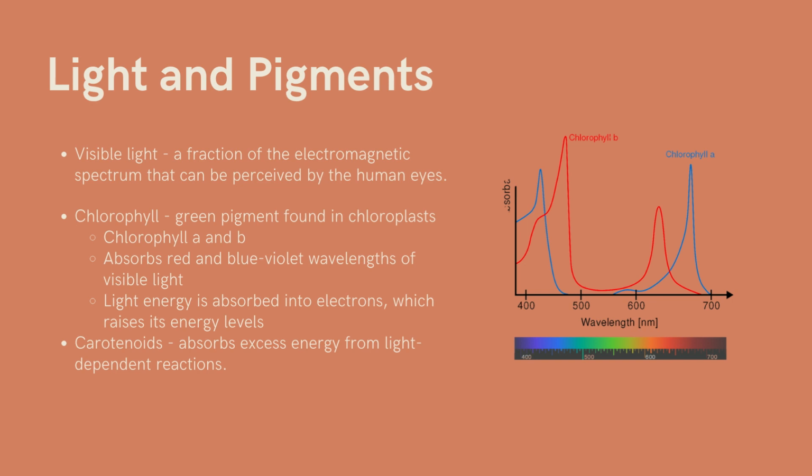Chlorophyll is a green pigment found in chloroplast. We have four main types of chlorophyll, but we will only focus on two, chlorophyll A and chlorophyll B. Chlorophyll A absorbs red wavelengths of the visible light, and chlorophyll B absorbs blue-violet wavelengths of the visible light. This absorption of red and blue-violet wavelengths causes the reflection of green and yellow wavelengths.